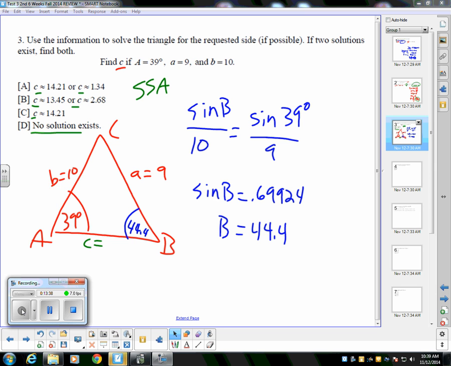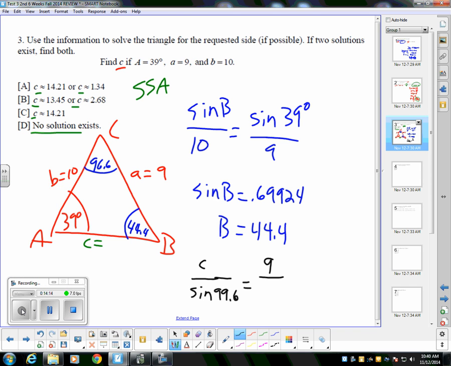Well, to do that, I need to find angle C. Angle C is simply found by taking 180 and subtracting the sum of 39 plus 44.4, right? And I get 96.6. So I know angle C is 96.6. So now I can find side C. I know that side C for this triangle can be found like this: C divided by the sine of 96.6 is equal to side A over the sine of 39.